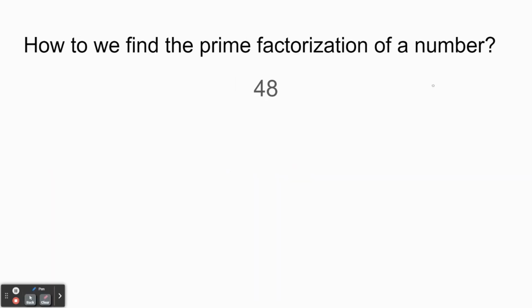So how then do we find the prime factorization of a number? What does that actually mean? It means that we are going to find what prime numbers multiply together to give us the number that we want. So for example, what prime numbers multiplied together will give us 48? In order to do this, we're going to first start just by thinking what two numbers multiply together to give us 48. Well, I don't know off the top of my head, but I know that it's an even number, so I can say at very least 2 and 24.